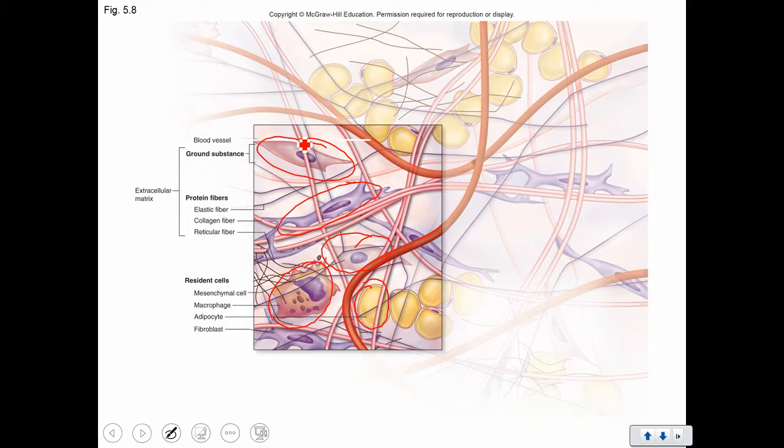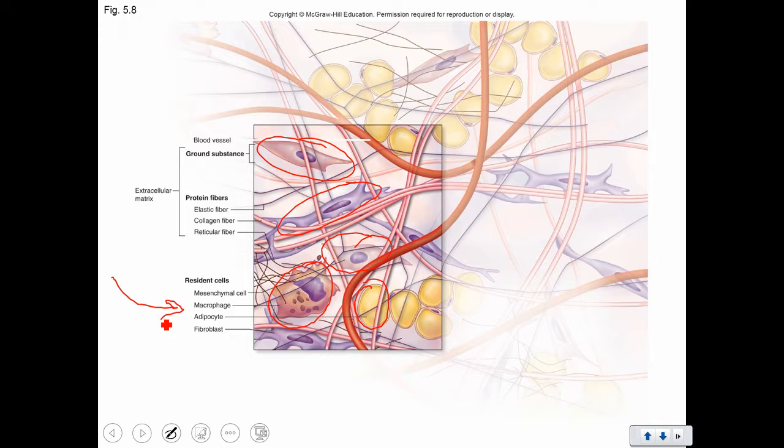Okay, so what do we see here? The cells. Now, there we go again, trying to write on that other screen. I need to get both of these working, and no, only one works. All right, so when you look at the cells, you might see what they call a mesenchymal cell.